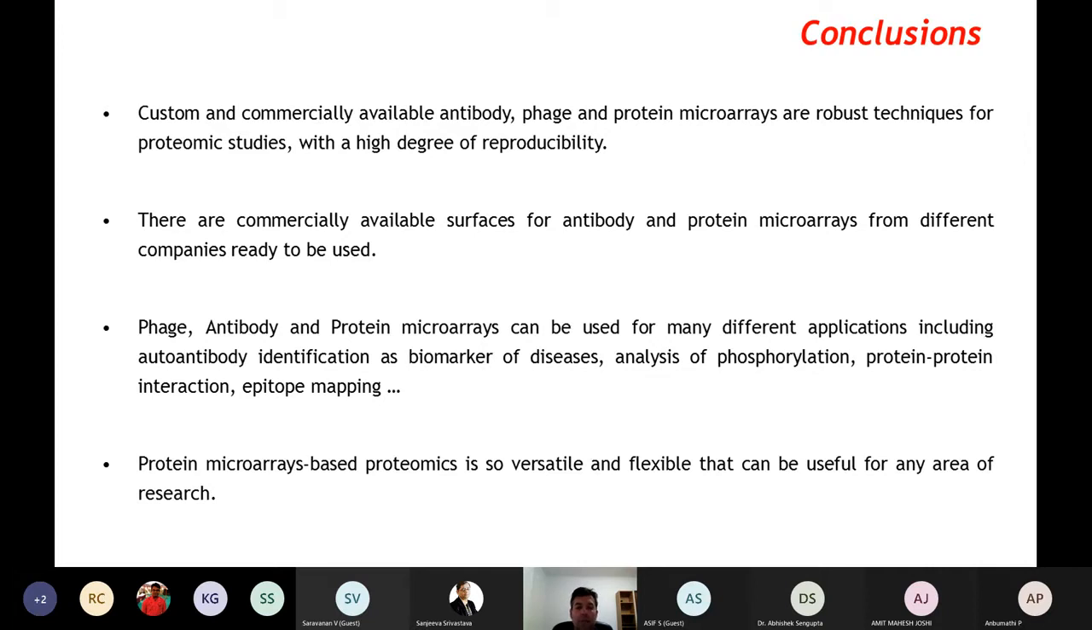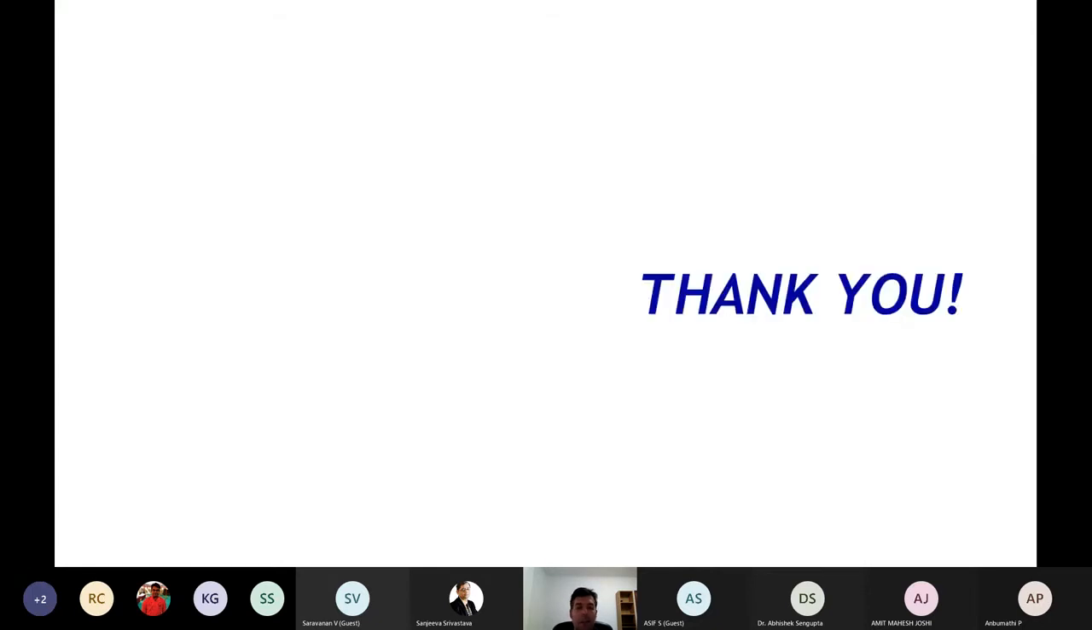The main message for you is that phage, antibody, and protein microarrays can be used for many different applications, including autoantibody identification as biomarkers of diseases, analysis of phosphorylations, protein-protein interactions, and epitope mapping, and that protein microarray-based proteomics is so versatile and flexible that it can be useful for any area of research. You can just imagine what you can do with this technology in your area of research and apply it. And these are the main messages of my presentation.